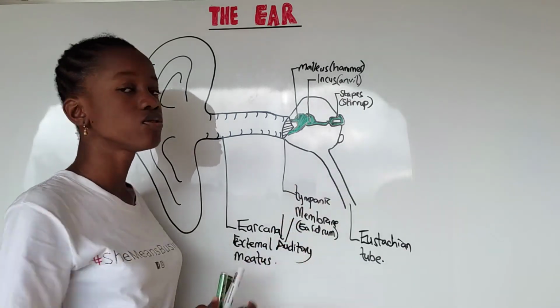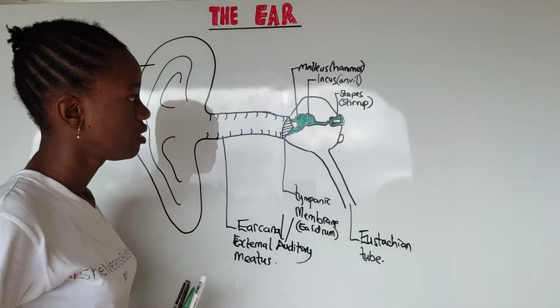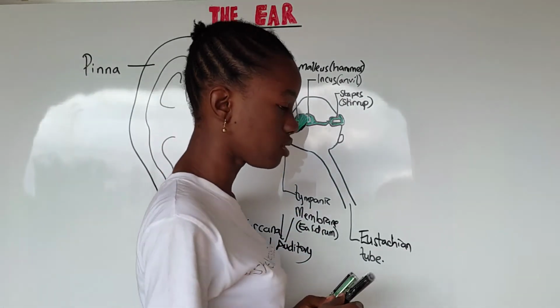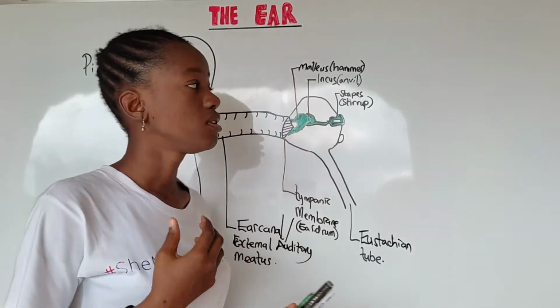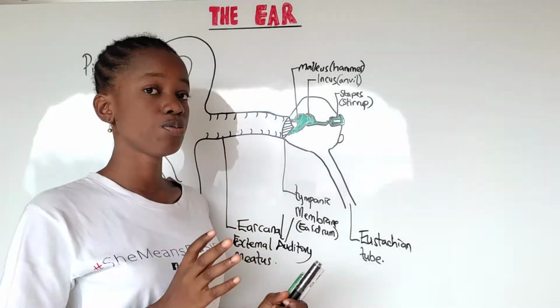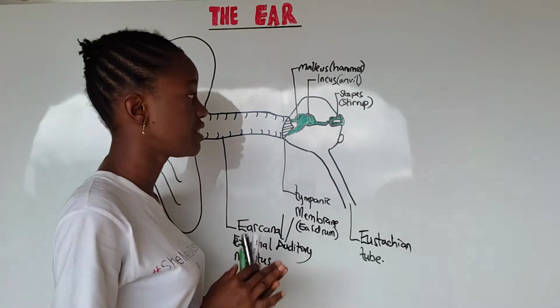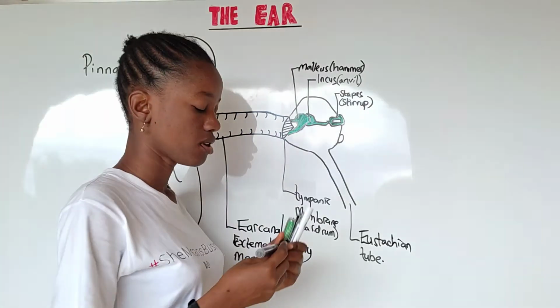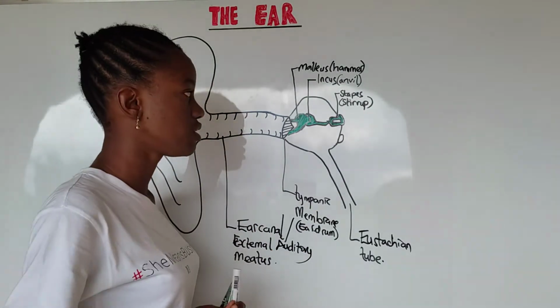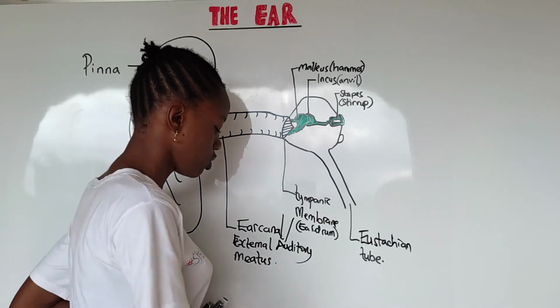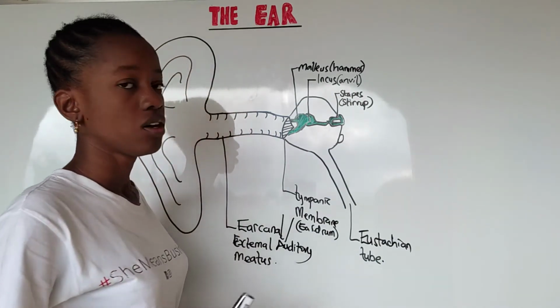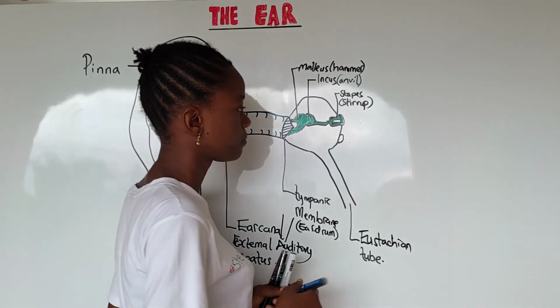Okay, so now we are going to move to the internal ear. We are going to see that the internal ear is made up of basically two parts: the cochlea and the vestibular system. Okay, we have the cochlea and we have the vestibular system. And I'm going to draw this with blue so that you can actually see this clearly.